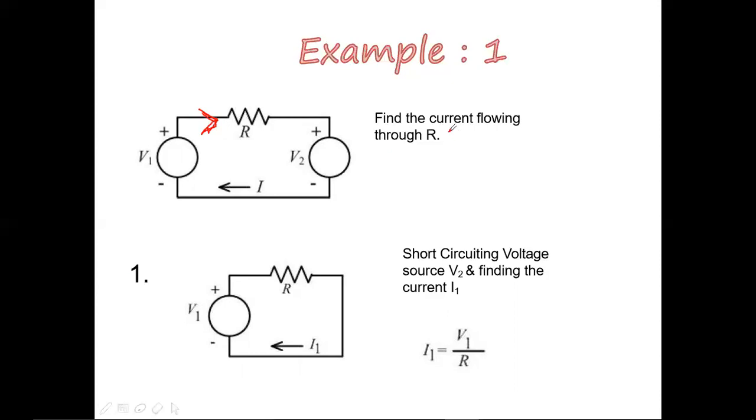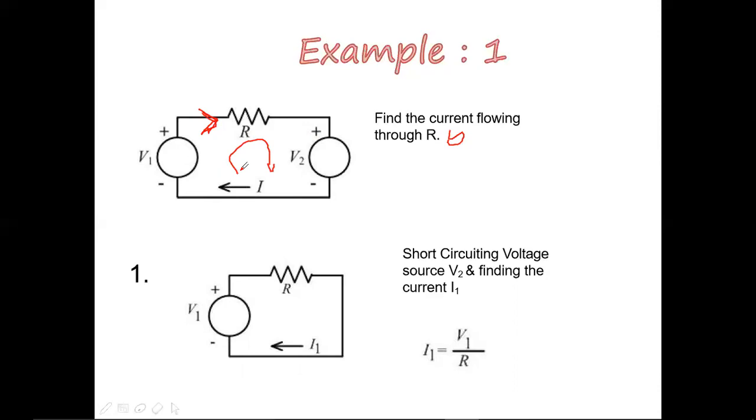If in the question we are asked to use the superposition theorem, you should use the superposition theorem only. Otherwise you can find the current easily by writing the loop equation. Already you know v1, v2, r, then you can find the current easily. But if it is asked specifically to be solved using the superposition theorem, you should use the superposition procedure only, right?